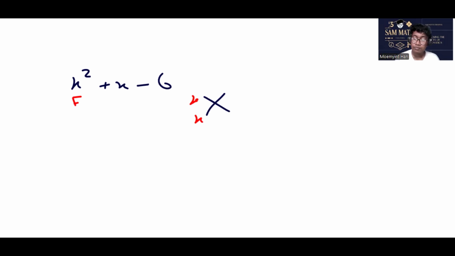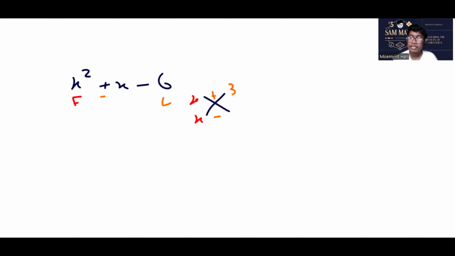Okay, this time we're going to use x squared plus x minus 6 as an example. Okay, so the only way to make x squared is just x and x. Minus 6 means we have to use different signs. Positive means the positive has to be larger. It's quite easy. We have to subtract. So the only way is 3 times 2.